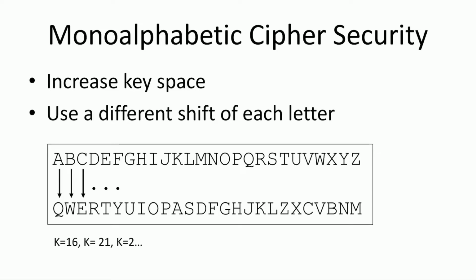So instead of the 25 possible keys in Caesar cipher, where the shift was the same for each letter, we could use a different shift for each letter in the plaintext. Here is one example of mappings of each plaintext letter in the English alphabet to a ciphertext letter. So here A maps to Q, which is a shift of 16. B maps to W, which is a shift of 21, and then C maps to E, which is a shift of 2. So instead of Caesar cipher, where we had a constant shift for all plaintext letters, now we have a different shift for each letter in the plaintext.